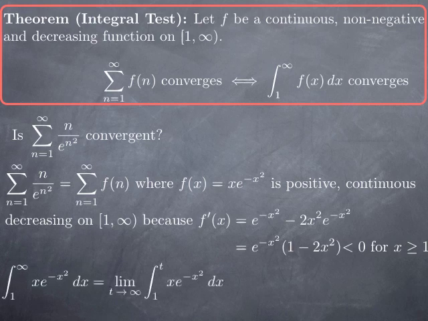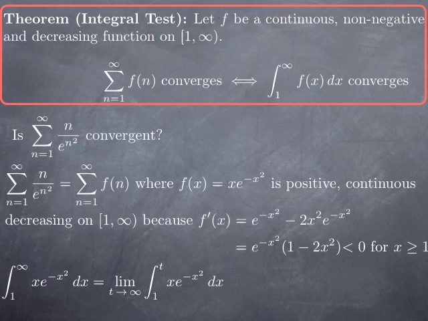So that means that the integral test applies, and that means that to decide the convergence of the series, we only need to decide the convergence of the integral. And we know how to calculate integrals. So I look at this improper integral from 1 to infinity of x e to the negative x squared.